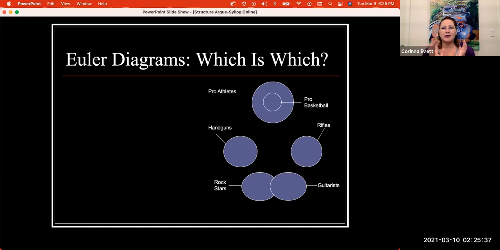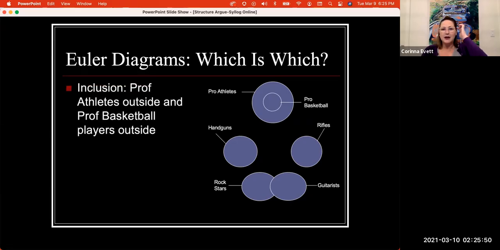So all pro athletes, are all pro basketball players also pro athletes? They're two different classifications, but do the pro basketball players fit also within the pro athletes? And if we agree with that, then that's inclusion, right? Now, handguns and rifles, they're different classifications. We could say they are both firearms, but that would be a third classification, right? But in and of themselves, handguns and rifles are separate. And so they represent exclusion.